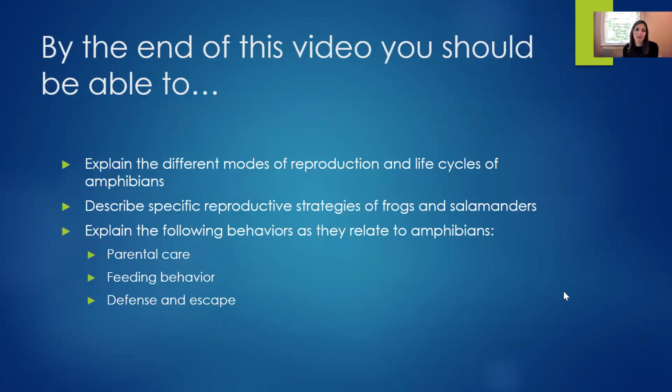By the end of this video, you will be able to explain the different modes of reproduction and life cycles of amphibians, describe specific reproductive strategies of frogs and salamanders, and explain the following behaviors as they relate to amphibians: parental care, feeding behavior, and defense and escape mechanisms.